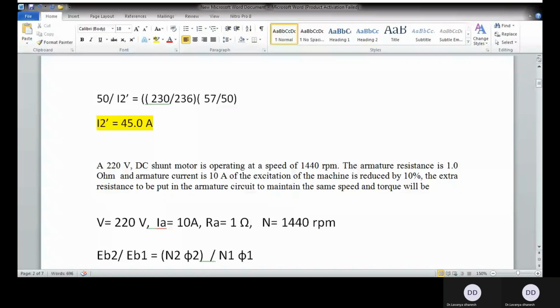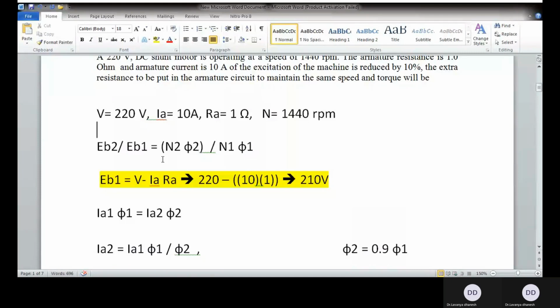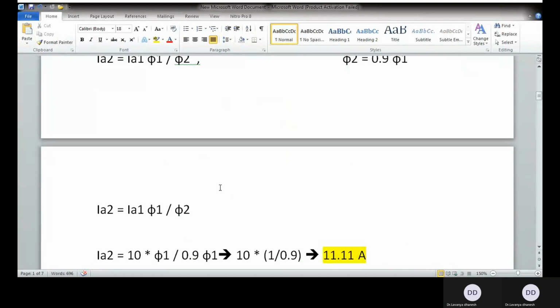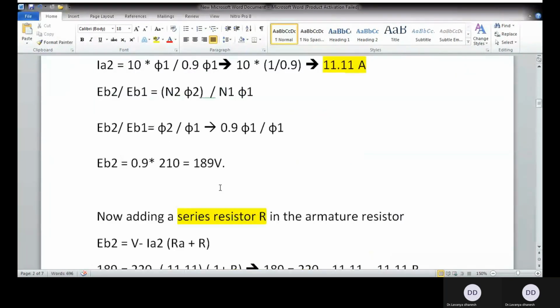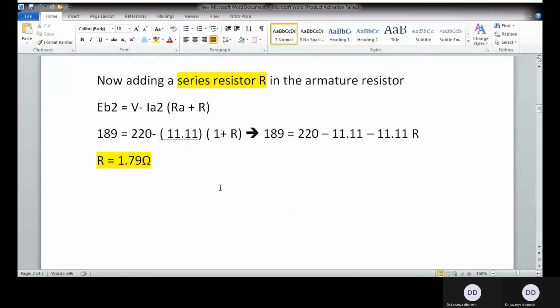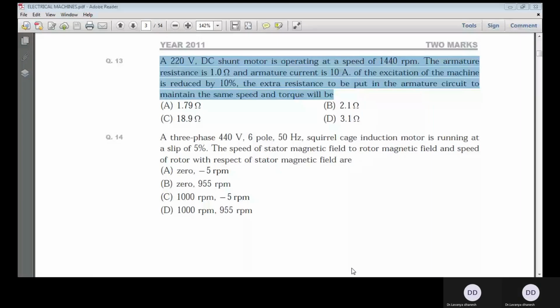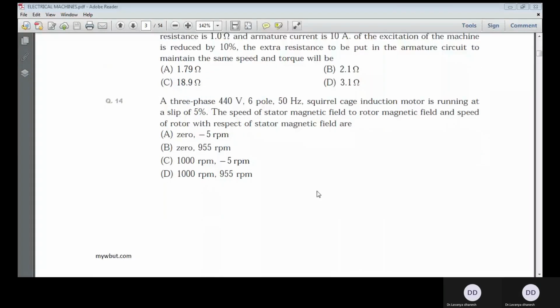We include this in the armature circuit. Why are we including this? To maintain the same speed and torque. So here if you see the speed, both the speeds are same. For that only we are cancelling. Any doubts in this? Again I will stop and start. So 1.79. So option A is the right answer.